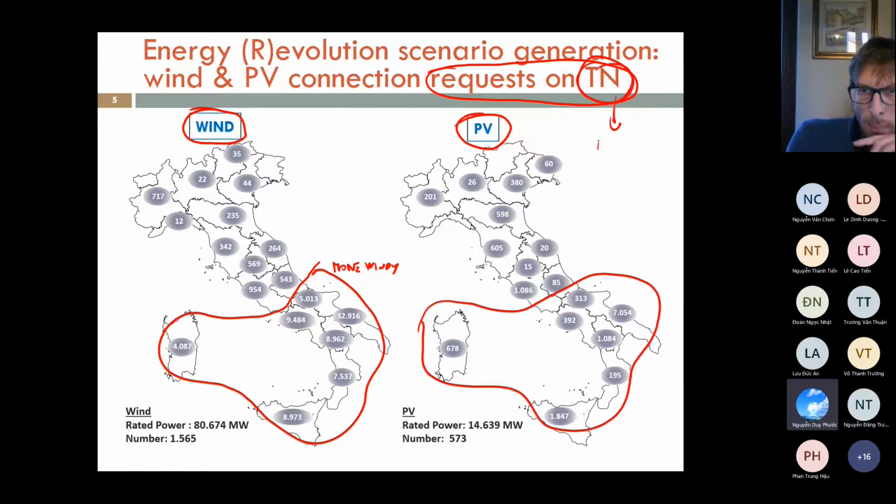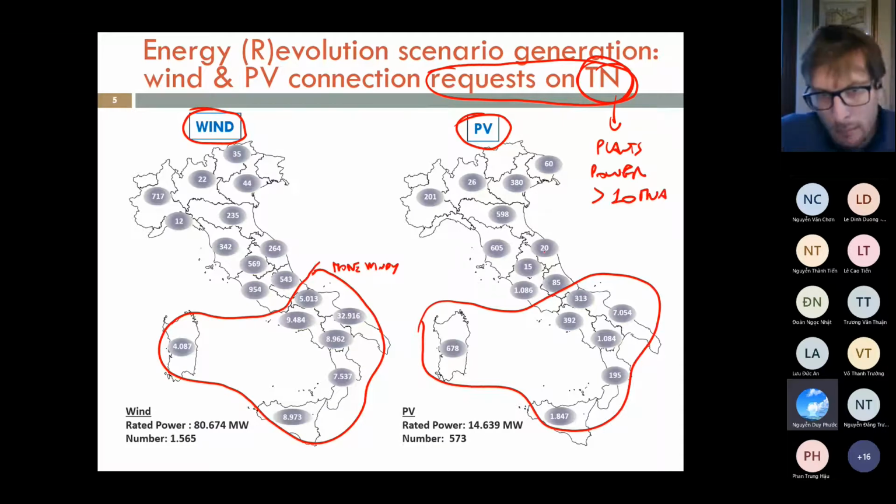So plants with a power greater than 10 megavolt ampere. Even for the PV are in the south. Okay. Here probably the reason is because of the space available. Okay. And so you have more radiation, but even more space for building big power plants.